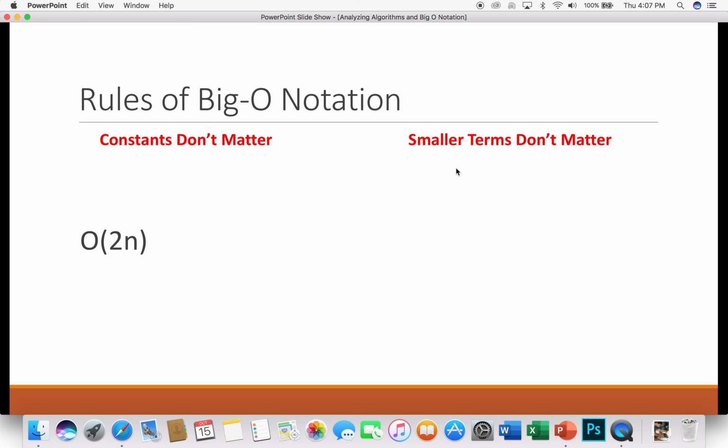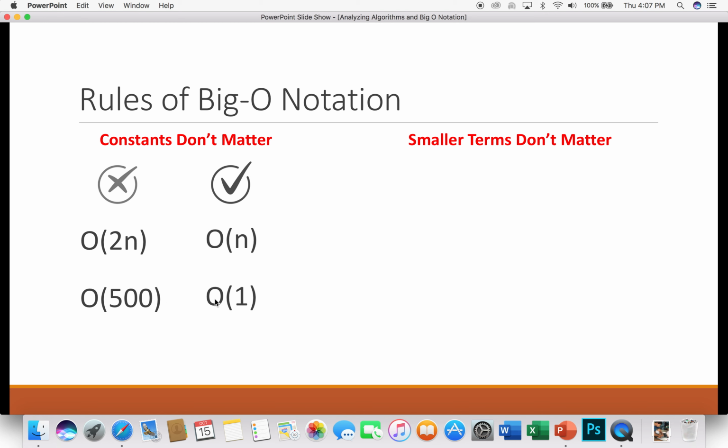Example pa tayo. Kung meron kang O of 2n, tanggalin lang natin yung 2, this is only O of n. Meron kang O of 500, this is only O of 1. Meron kang O of 15n squared, this is only O of n squared. Tinatanggal natin ang constant kasi habang lumalaki ang n natin, hindi siya ganun kalaki or wala siyang masyadong effect dun sa growth ng algorithm natin. That's why we drop the constants.